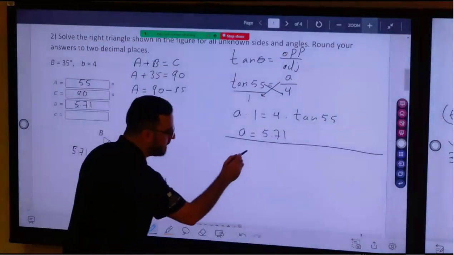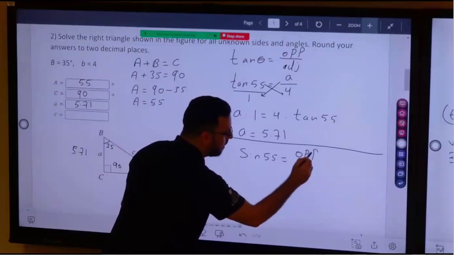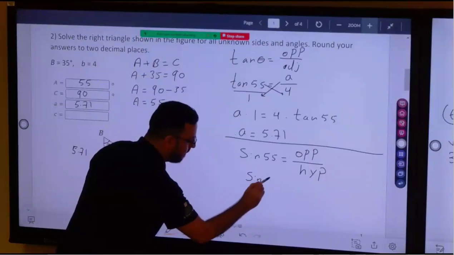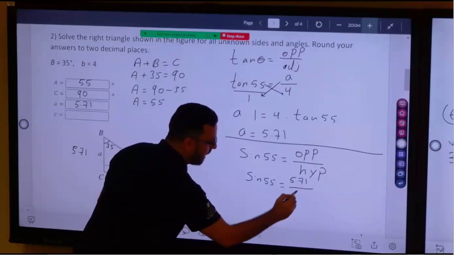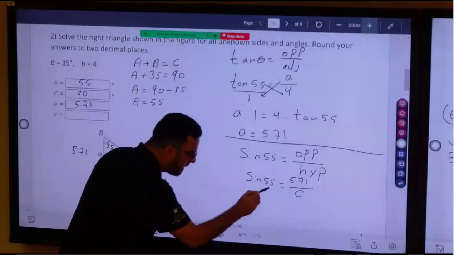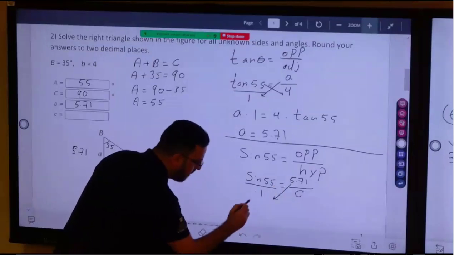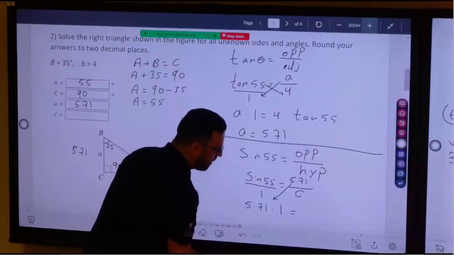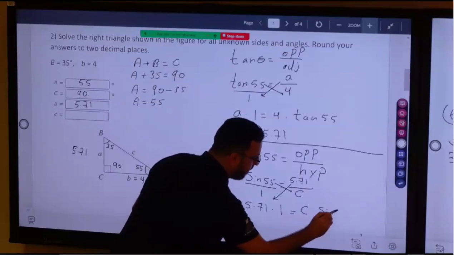So I'm going to use sine 55, which equals the opposite over the hypotenuse. The opposite is 5.71 over C. Always do the same thing: write down the sine over 1. Cross multiply: 5.71 times 1 equals what? C times sine 55. Yeah, C times sine 55.